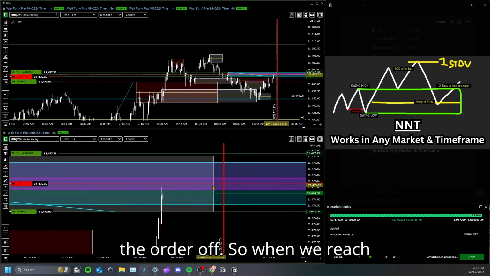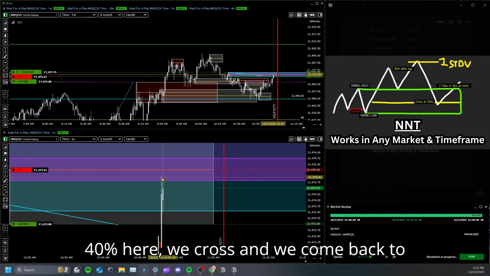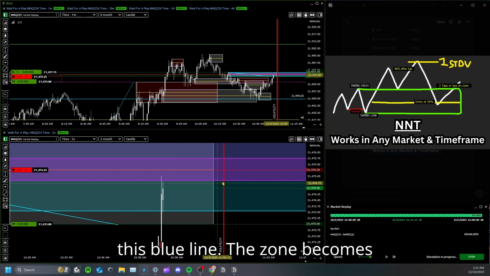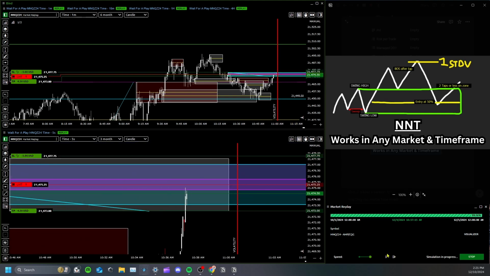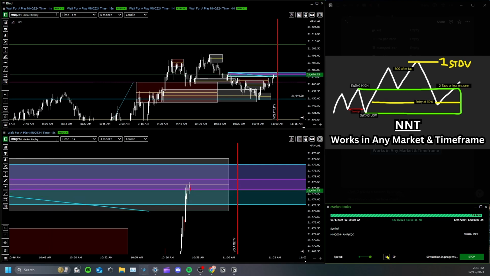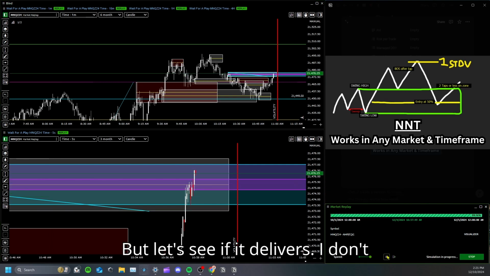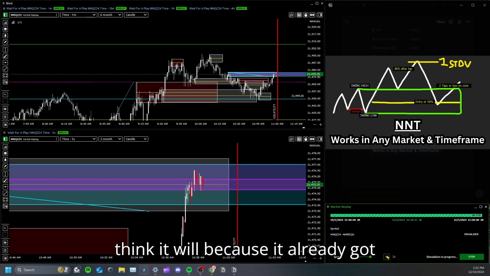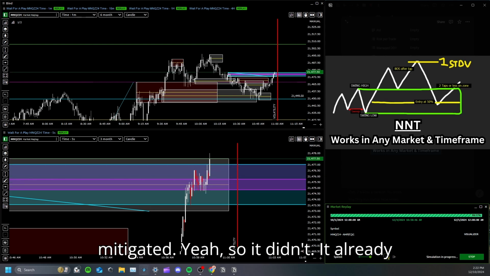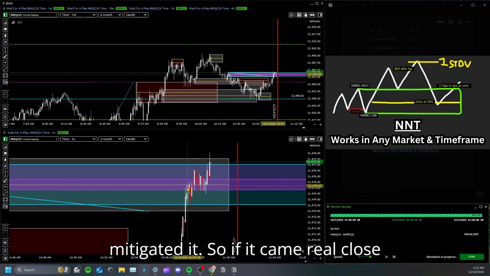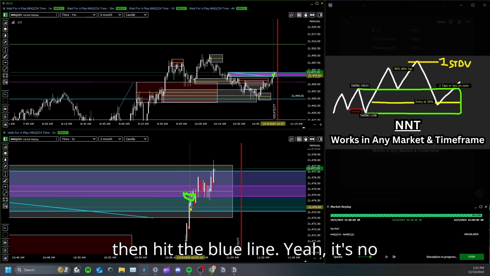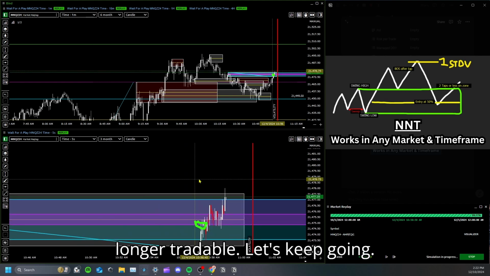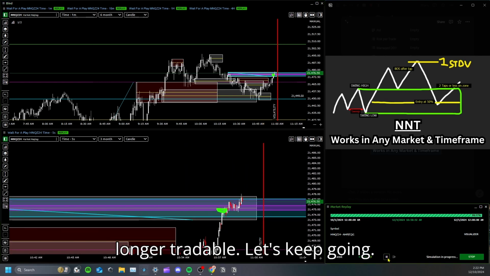So when we reach 40% here, we cross and we come back to this blue line, the zone becomes mitigated for me, meaning that the zone is no longer tradable, so I have to take it off. But let's see if it delivers. I don't think it will because it already got mitigated. Yeah, so it didn't. So if it came real close right here, once again, 40%, and then hit the blue line, it's no longer tradable. Let's keep going.